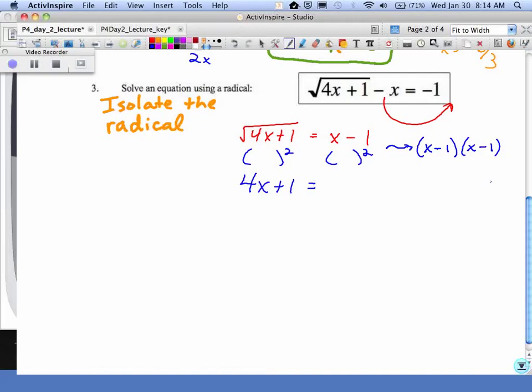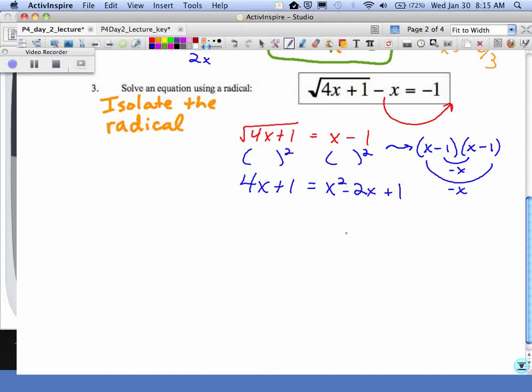X times x is x squared. Negative 1 times negative 1 is positive 1. But what most people forget is what I call the OI, the outside part and the inside part. What? OI. O-I. So negative x and negative x combined, they're like terms. What do you have now? Negative 2x. So be extra careful when you're doing that.